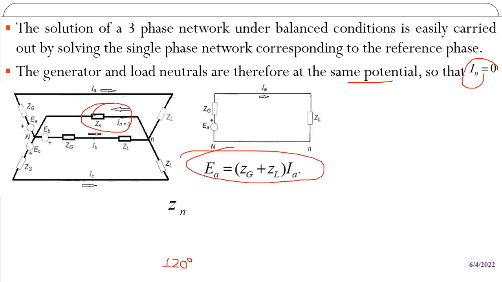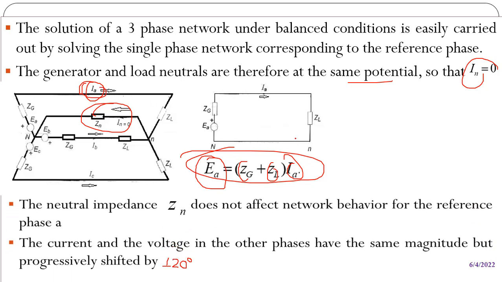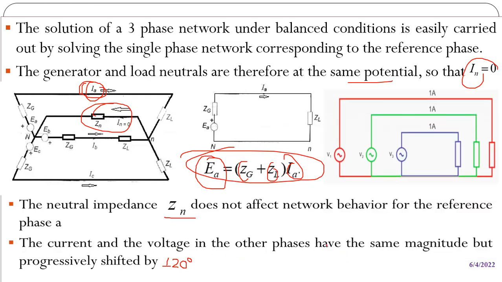It is balanced, and the voltage EA is equal to the generator impedance plus the line impedance times the current in line 1. So the neutral impedance ZN does not affect the network behavior for reference phase A. The currents and voltages in the other phases have the same magnitude but are progressively shifted by 120 degrees.